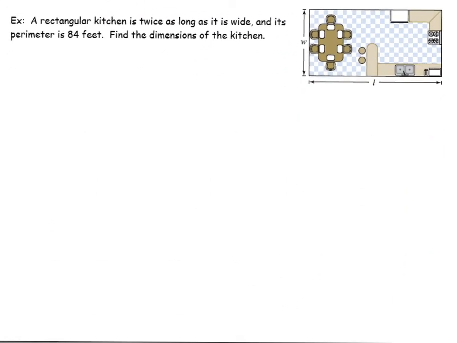All right, let's go to one that's a little bit more complicated. Not crazy, but a little. A rectangular kitchen is twice as long as it is wide. Twice as long as it is wide. Its perimeter is 84 feet. Find the dimensions of the kitchen.